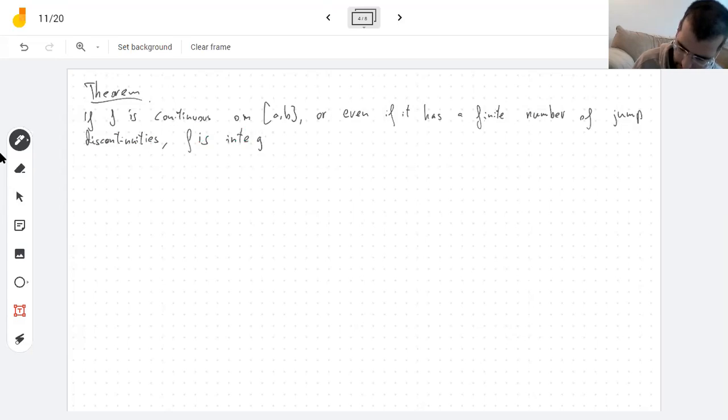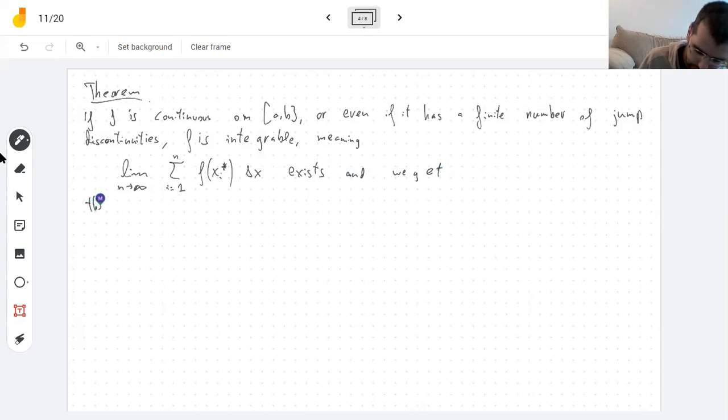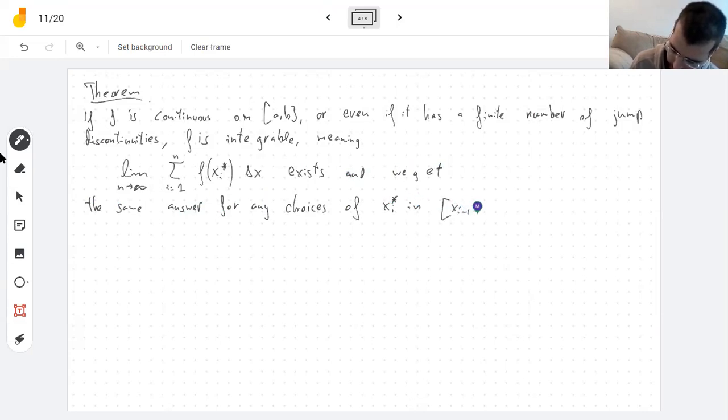F is integrable, meaning the limit of the Riemann sums, writing zero, the limit exists, and we get the same answer for any choices of xi star in the ith interval, in the division of the interval AB.